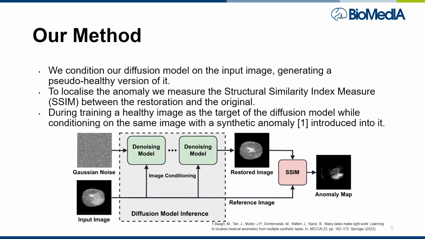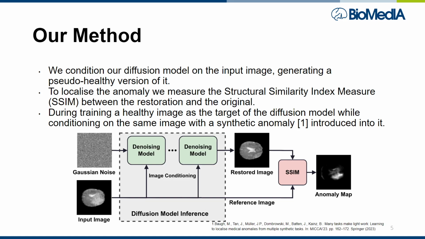So, as I mentioned, in our method, we condition our diffusion models on an input image and use that to generate a pseudo-healthy version of it. To localize the anomaly, we measure the difference with the structural similarity index measure. That is the difference between the restoration and the original. Now, during training, we use the healthy image as the target for the diffusion model, while we condition on the same image, but with a synthetic anomaly introduced into it.